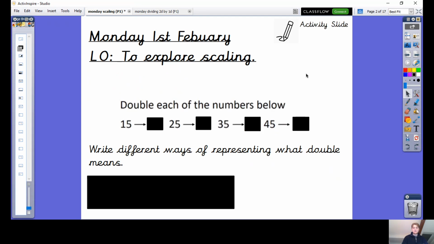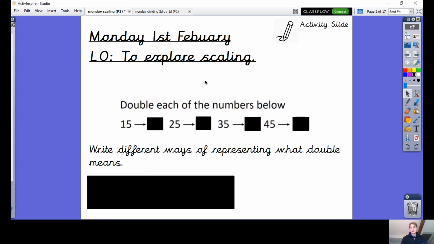Okay, so today we're going to explore scaling, and I'm going to explain what that is a bit later on. So before we begin, let's just write down the date and learning objective, and then I would like you just to have a go at this activity below. And once you've had a go at this activity, I would like you to write different ways of representing what double means, what doubling means. Okay, so have a go at that now. Pause the video.